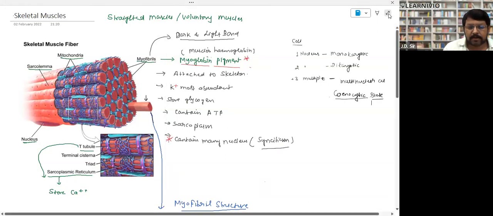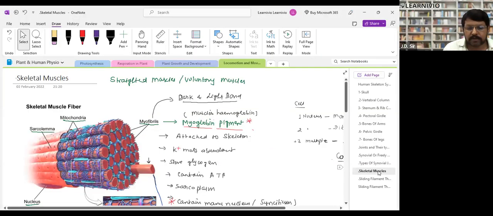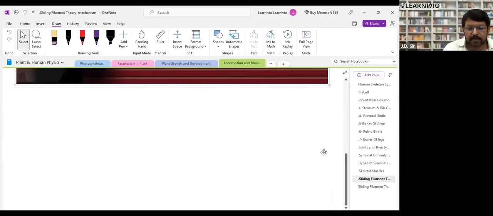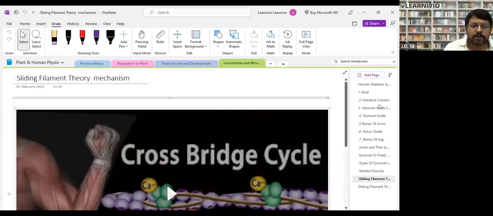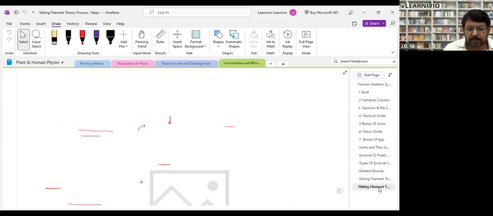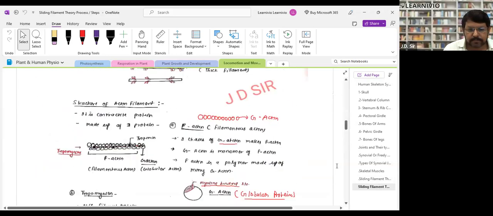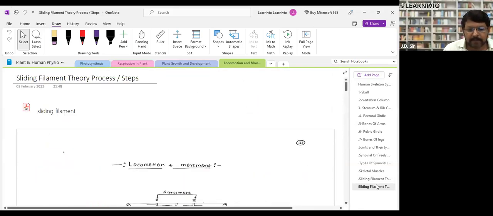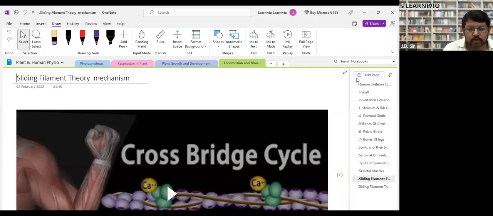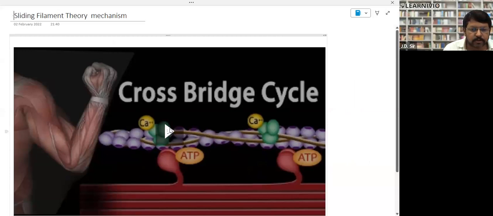The next part: I will try to explain with the help of the sliding filament theory how this muscle works. First, try to understand how this muscle works. Then I will explain with the help of my own handwritten book how the sliding filament mechanism, meaning how the muscle sliding, takes place. So this is the video.